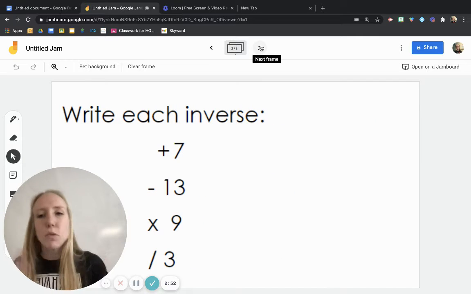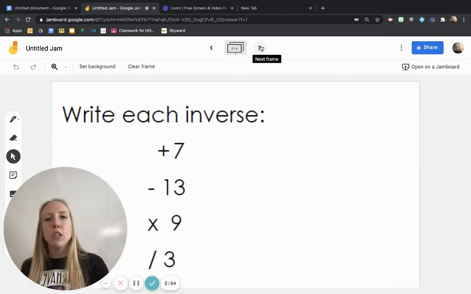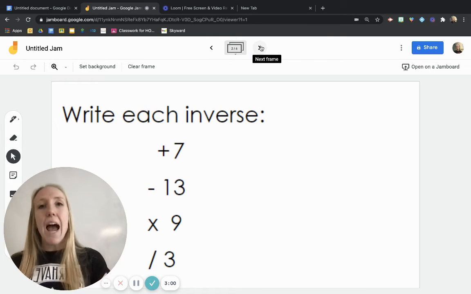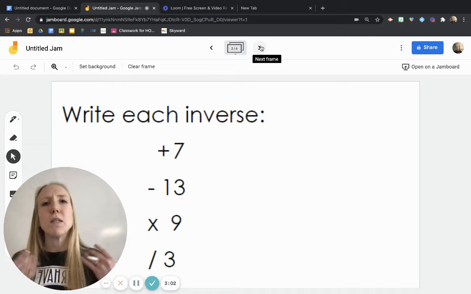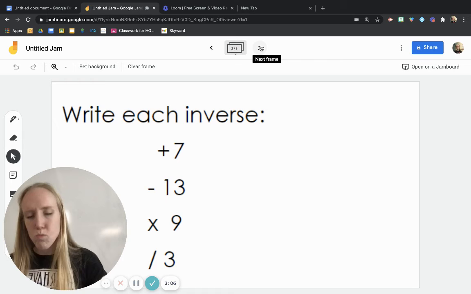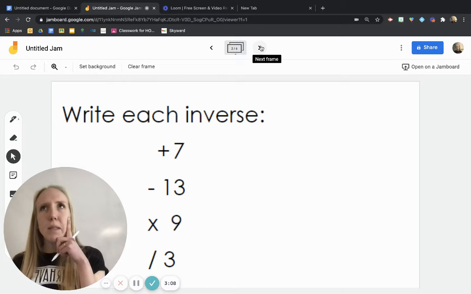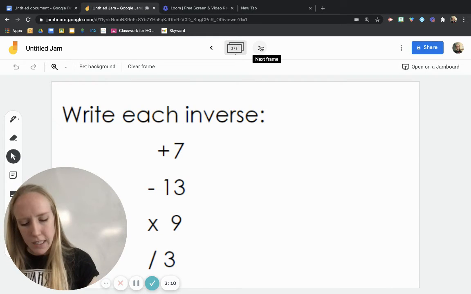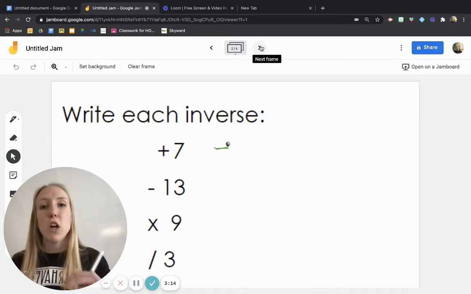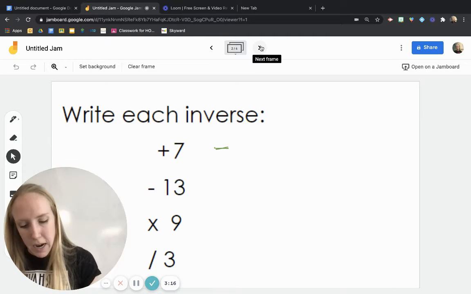Okay, so let's just warm up a little bit. Let's just write the inverse of each thing. So what's the inverse? What's the opposite of adding 7? Think about what the opposite of adding is. What is the opposite of adding? Well, the opposite of adding is subtracting. So to do the inverse of plus 7, I would do minus 7.